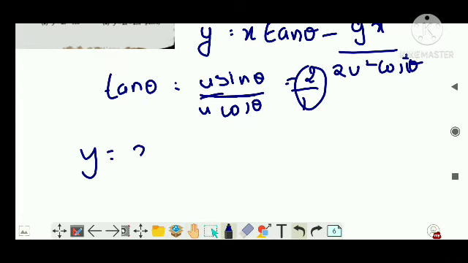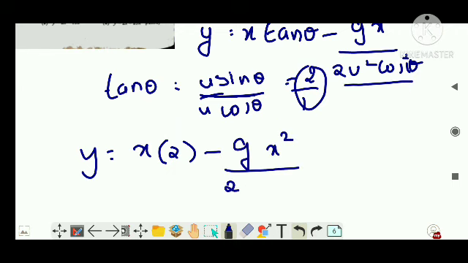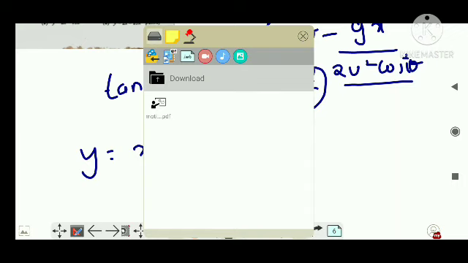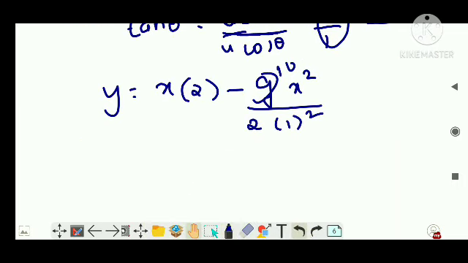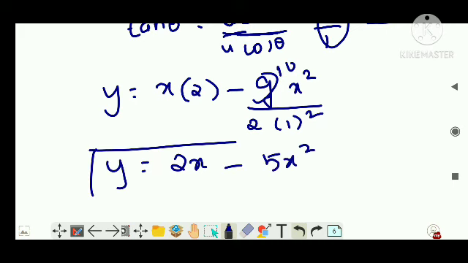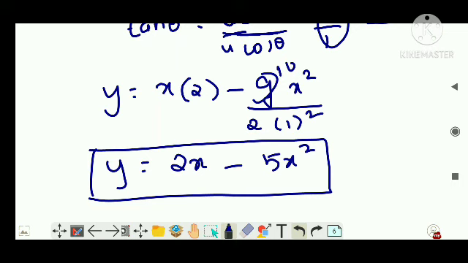Now you can just substitute it here. y is equal to x into 2 minus g x squared divided by 2 into u cos theta whole squared. And what is u cos theta? It is 1 squared. In place of g you can write 10, because the answer does not have any constant other than x, so it is 2x minus 5x squared. This is the equation for the path of this projectile motion.